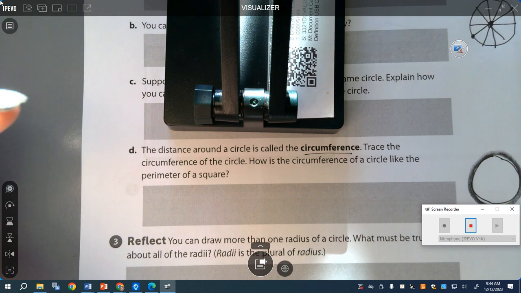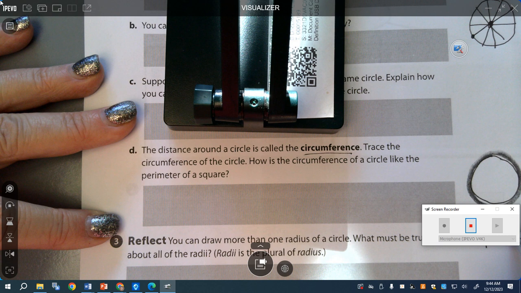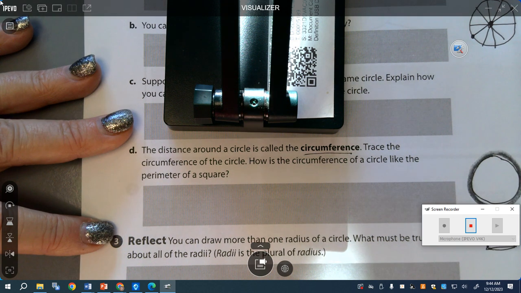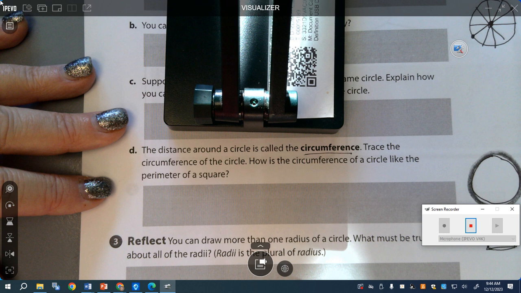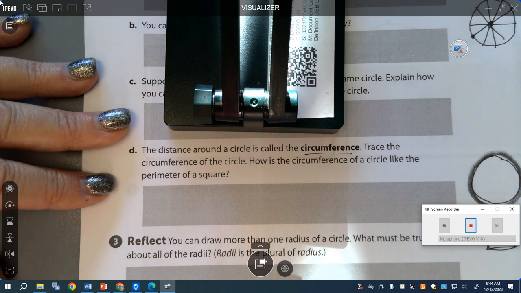It's similar to the perimeter of a square, because the perimeter of a square is the distance around the outside. Right now, do you guys have any questions on circumference, what it is? Do you have any questions on diameter? Do you have any questions on radius? Well, we're going to get into that next, in just a minute.